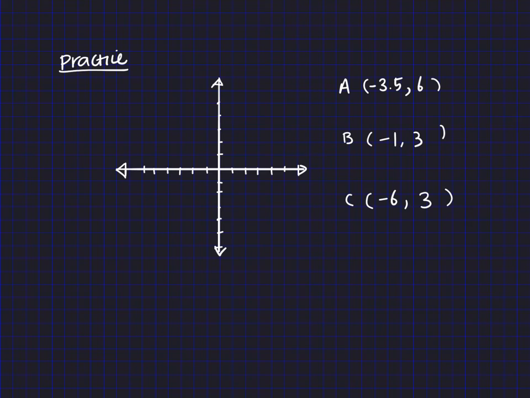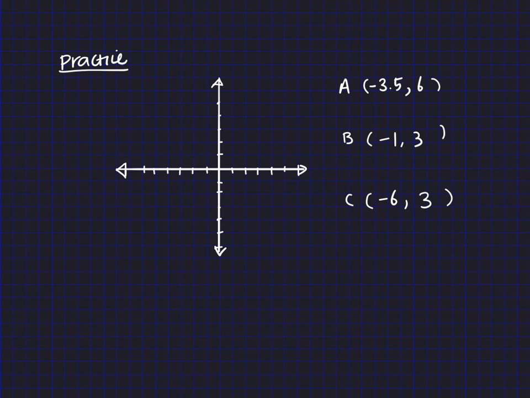Let's go ahead and do some practice questions. I think for you to find out how to rotate it, you'll need an example. So let's say I have a triangle ABC, and now I have points A, B, and C. A is negative 3.5, comma 6. B is negative 1, comma 3. C is negative 6, comma 3.